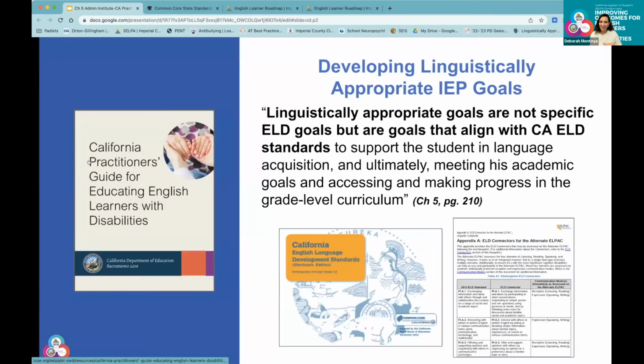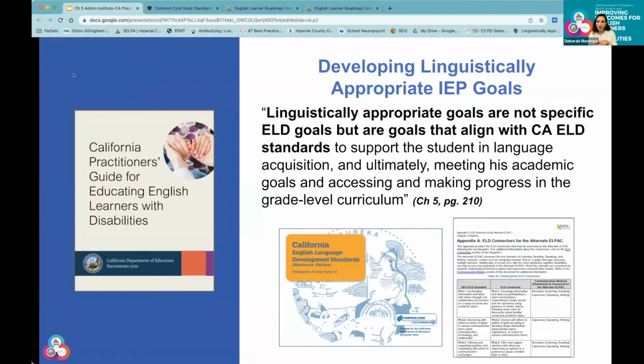So there we have the English language development. So here again is the definition. Linguistically appropriate goals are not specific ELD goals, but rather aligned to the California ELD standards in support of the student's language acquisition and helping that child meet the academic goals that they need to do. But access is the big point there. Access and making progress in grade level curriculum.